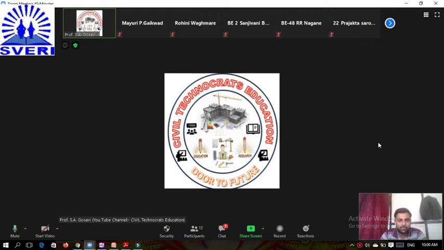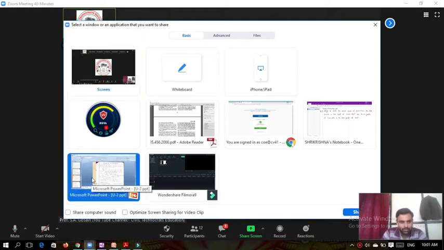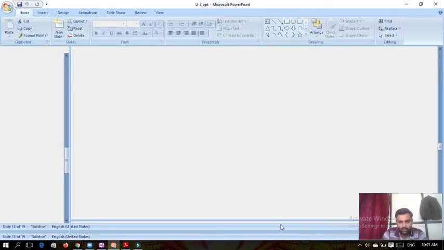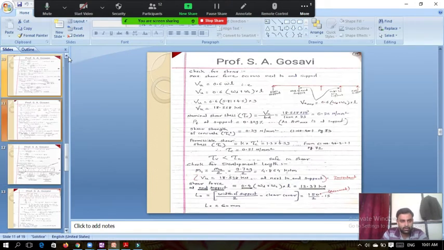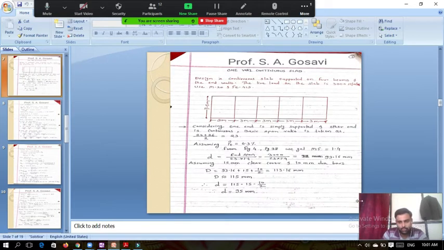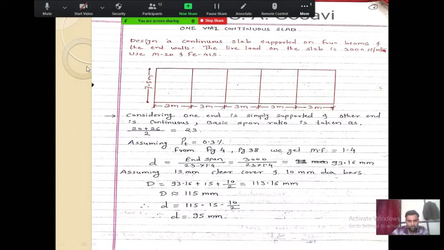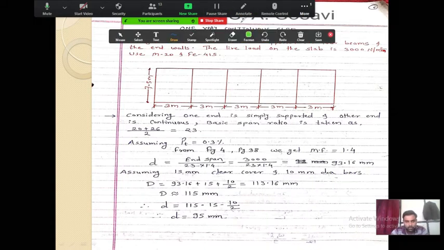Okay, in the last lecture, what we have seen in one-way continuous slab, we designed the end panel. There are five panels, I think, in that problem. I will open the slides, so you will get clear with it. So if you see in the last lecture, this was the problem. Here, this is the end panel.